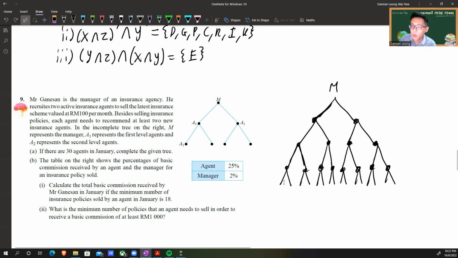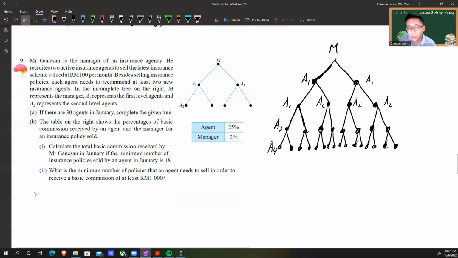In total, there will be 4 levels of agents. These are A1, A2, and these are the 3rd level ones and these are the 4th level ones. Basically, that's how it works.